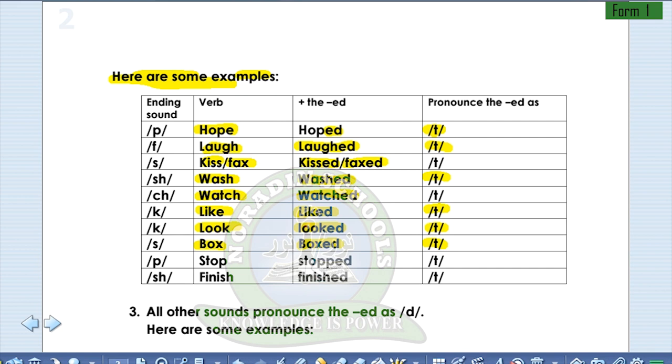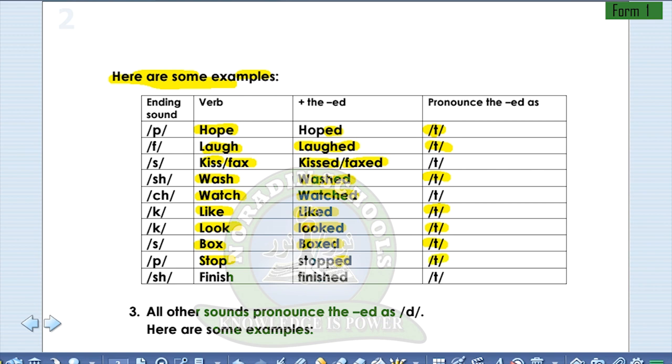Stop. Stop has a P sound at the end, and the letter P belongs to voiceless letters. Therefore, the ED should be pronounced as T. Stopped, stopped, not "stop it." Don't say "stop it." Say stopped.